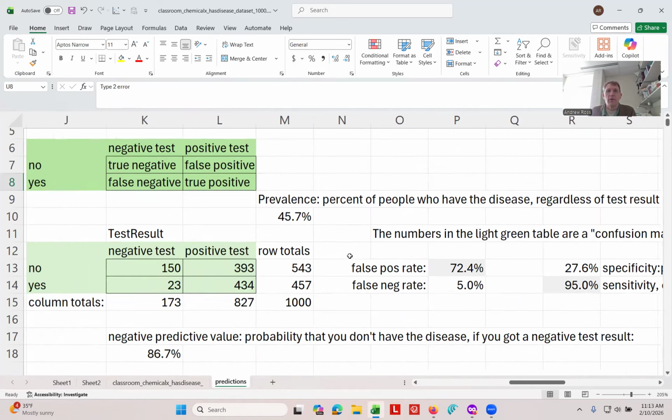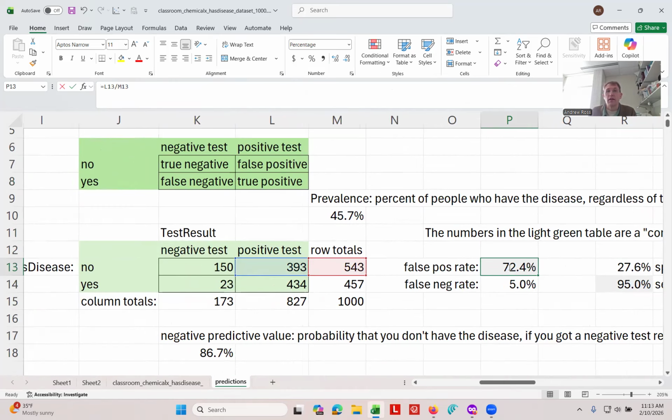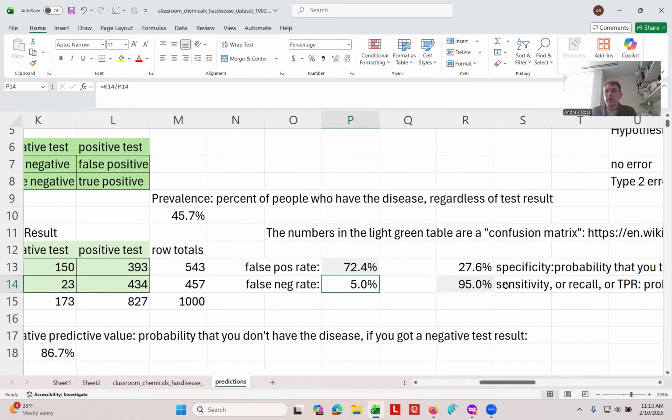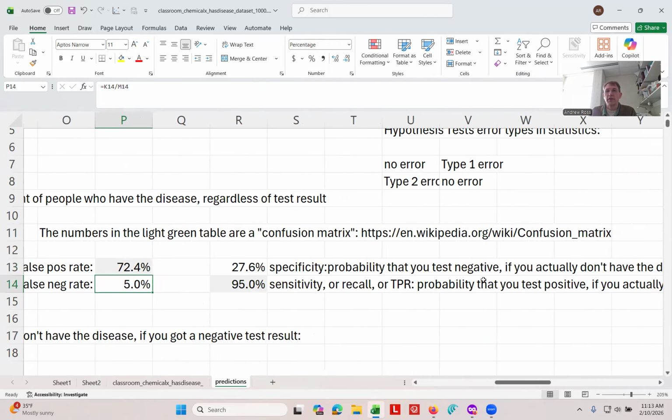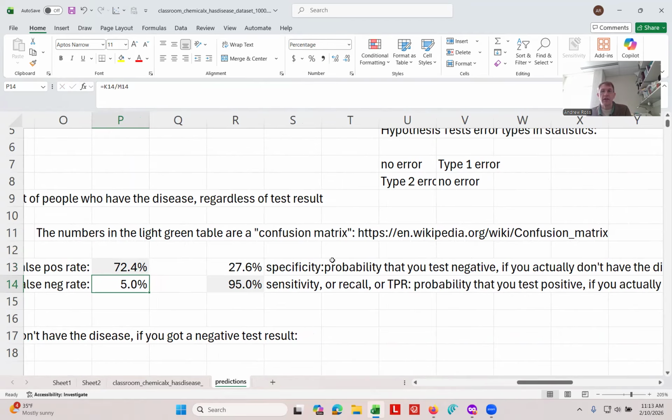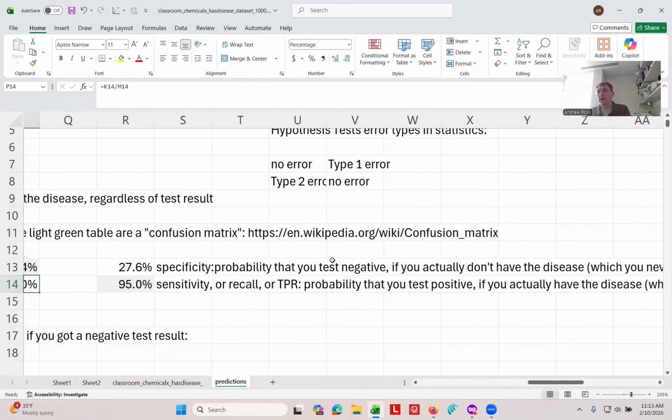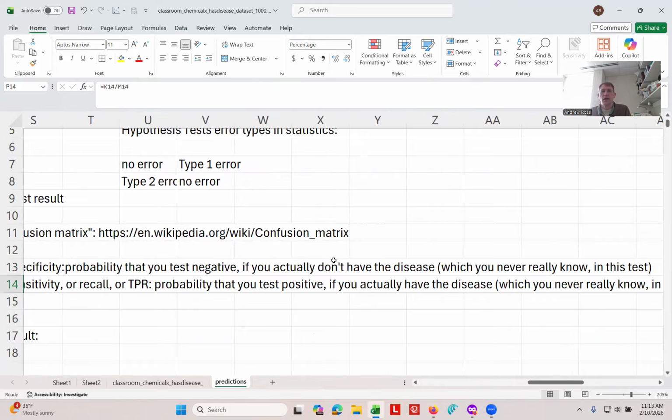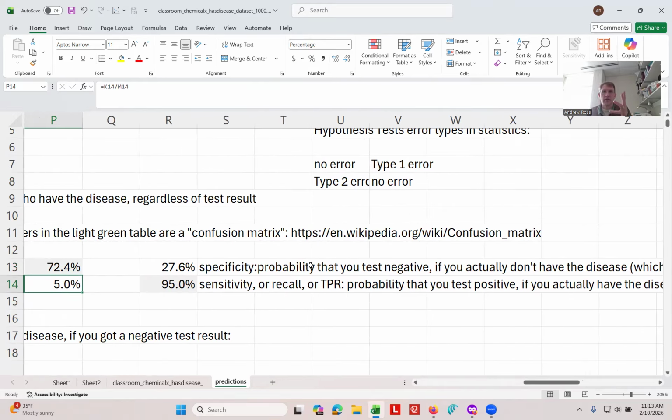We can compute other important things like the false positive rate. So how many false positives did we have out of people who actually did not have the disease? We can also compute the false negative rate. There's things called sensitivity and specificity. Specificity is the probability that you test negative, given that you actually don't have the disease, which we would never actually know. But maybe there's like a gold standard test that we've applied to get the data we have.